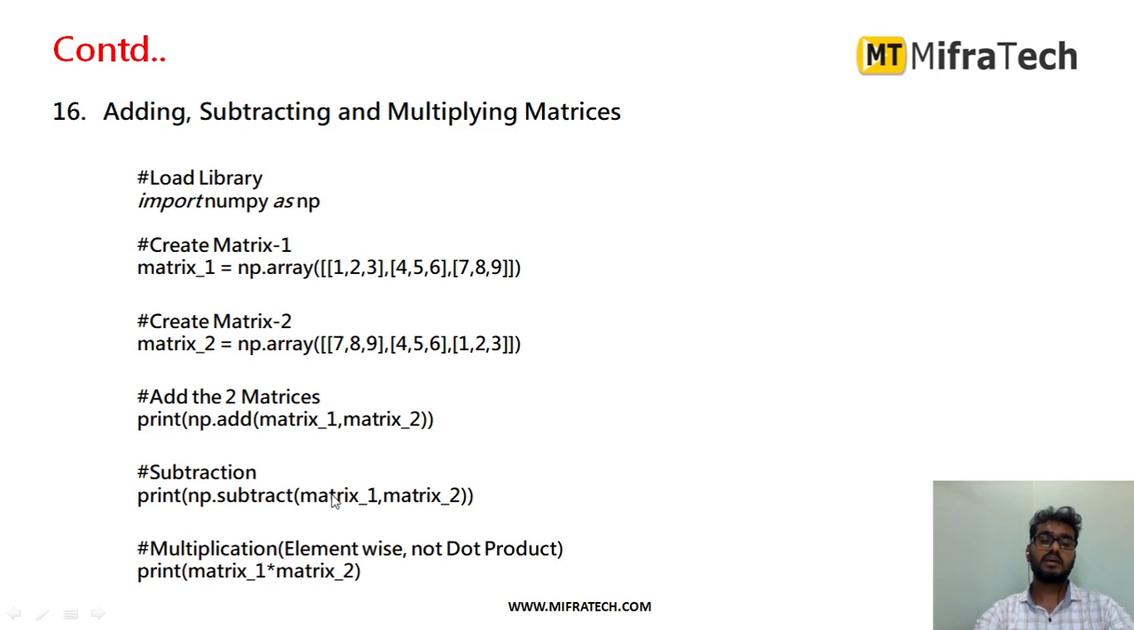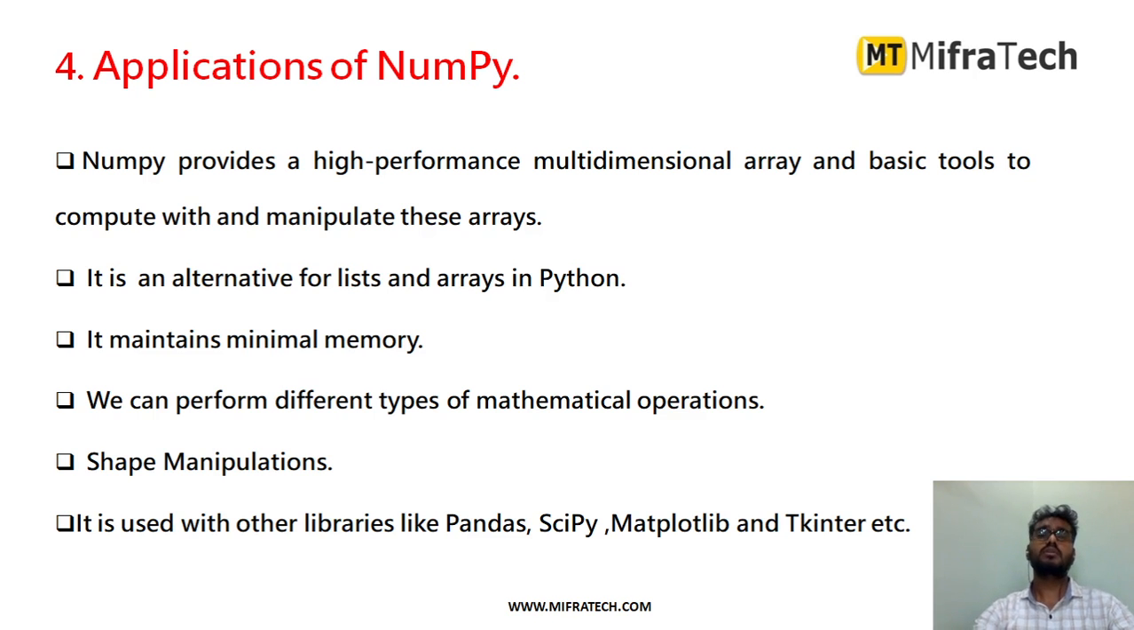In a similar way I can get the subtraction of two matrices, just np.subtract of matrix 1 comma matrix 2. This command is going to give us the subtraction between two matrices. In a similar way we can perform the multiplication between two matrices. It is very simple, just using the star symbol: print of matrix 1 star matrix 2. If I do that, I am going to get the multiplication between two matrices. Those are the different types of operations we can perform using the Numpy library, and there are still a lot of operations we can do. I showed only a few for you.